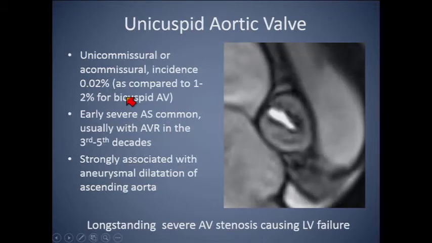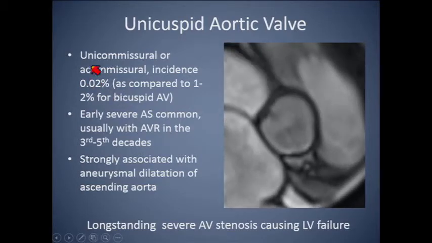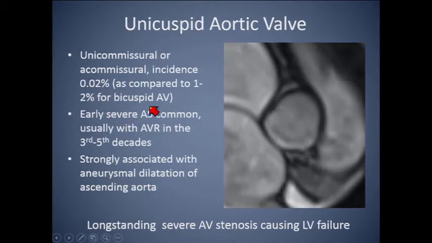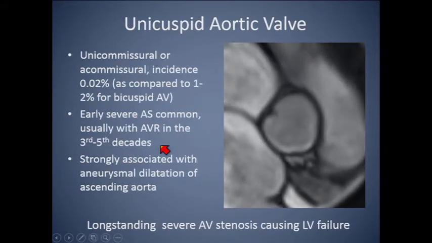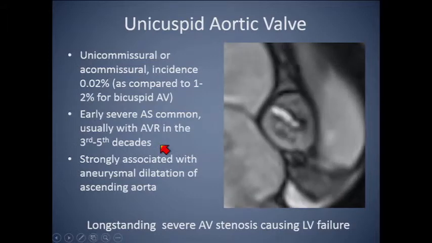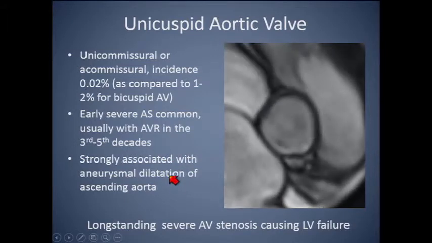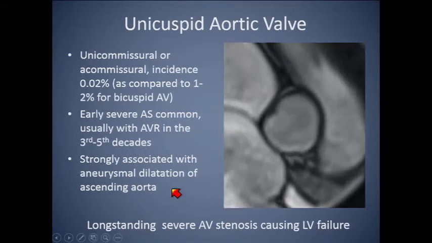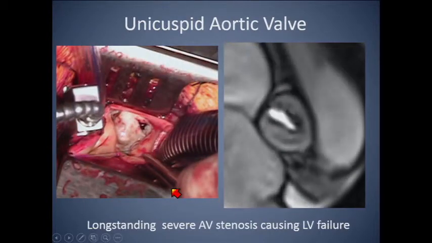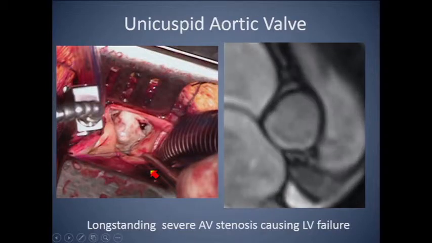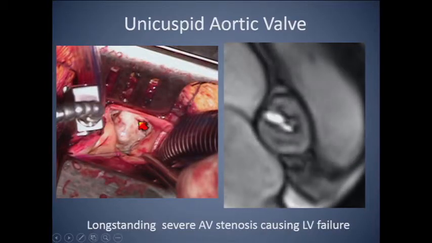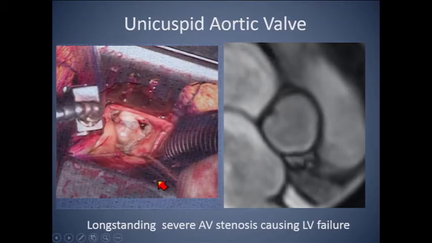Anyway, unicuspid aortic valve is a very rare aortic valve anomaly. Patients usually have severe aortic stenosis, and they can end up with some AVR later on. It does have a strong association with aneurysmal dilatation of the ascending aorta. This is Thursday, hot off the presses. Here's his aortic valve in the OR. Doesn't even look like an aortic valve. Looks like silly putty with a little dot on it.